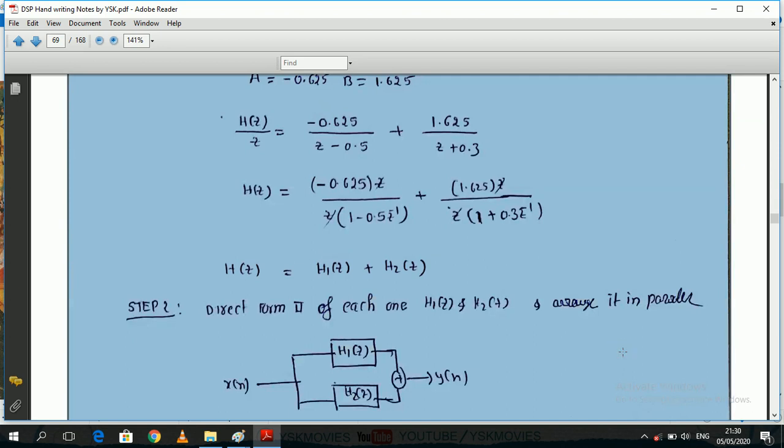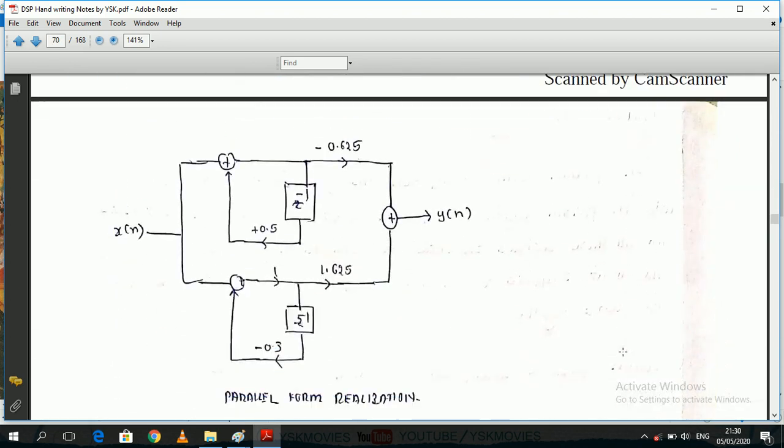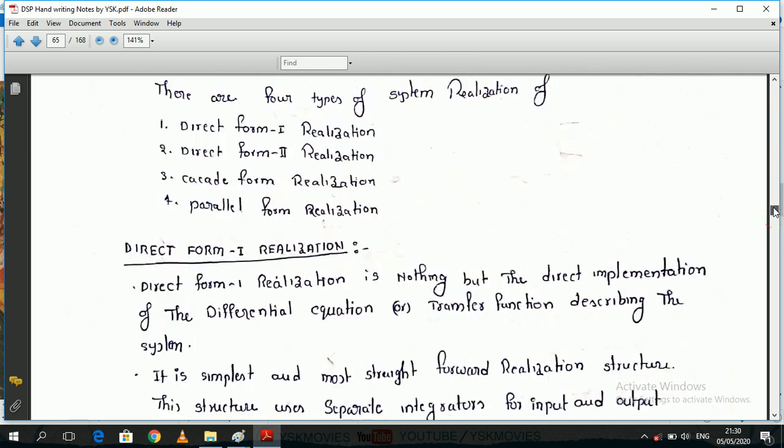So it becomes like this. This is H1 of z, this is H2 of z, and both are combined with the adder. This is called parallel form realization. Direct form 1, direct form 2, cascade form realization, parallel form realization.